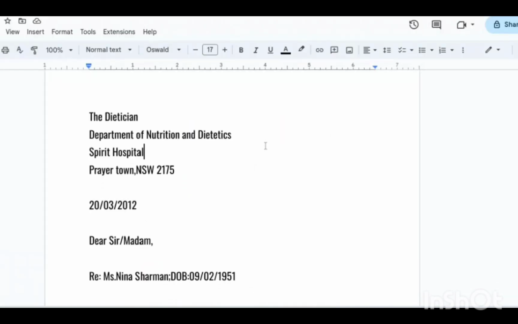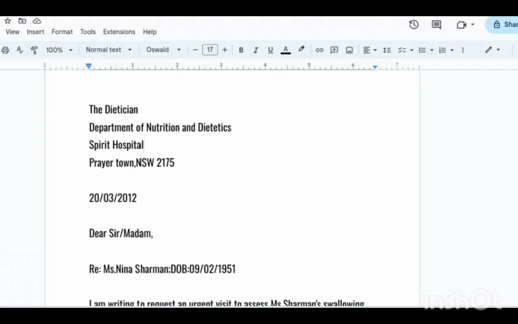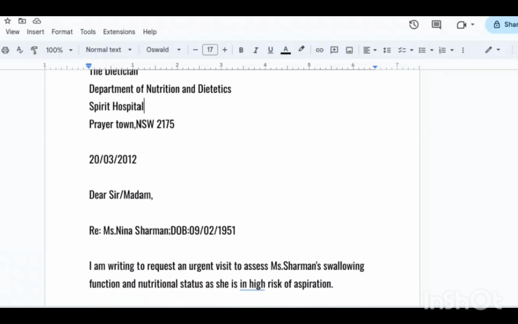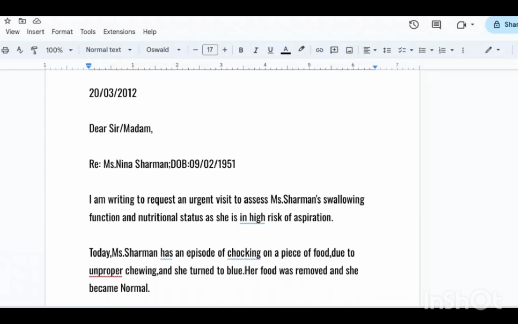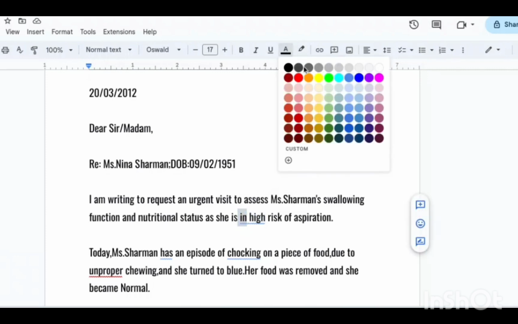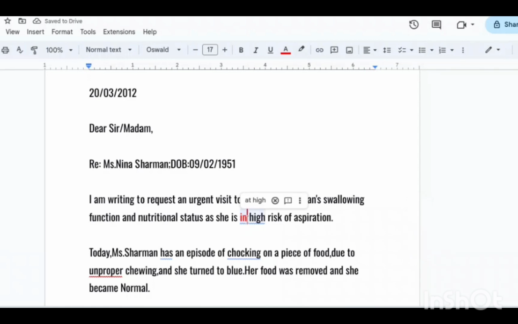Okay, letter 6, the letter for the dietitian. Department of Nutritional and Dietetics, Spirit Hospital, Prayer Town, New South Wales 2175. And 20th of March 2012, dear Sir or Madam, regarding Miss Nina Sharma, date of birth is given. I'm writing to request an urgent visit to assess Miss Sherman's swallowing function and nutritional status as she is at high risk of aspiration. Okay, so she is at high risk of aspiration, not in. So that you need to correct, at high risk of aspiration.